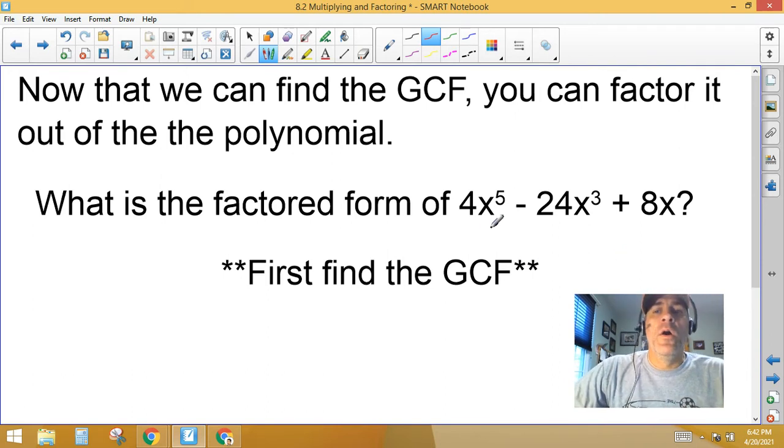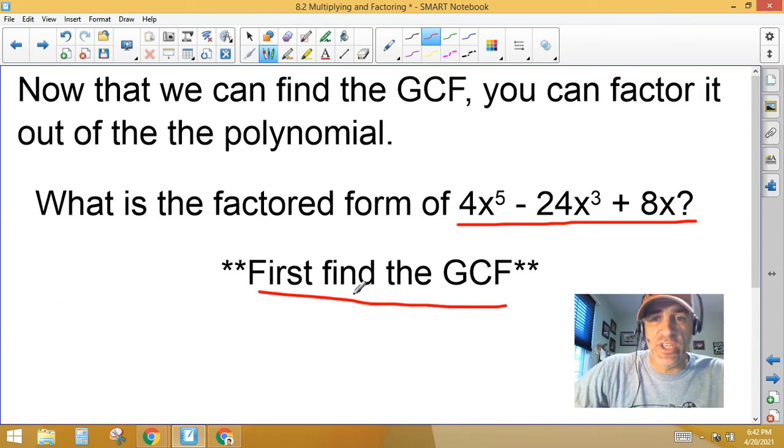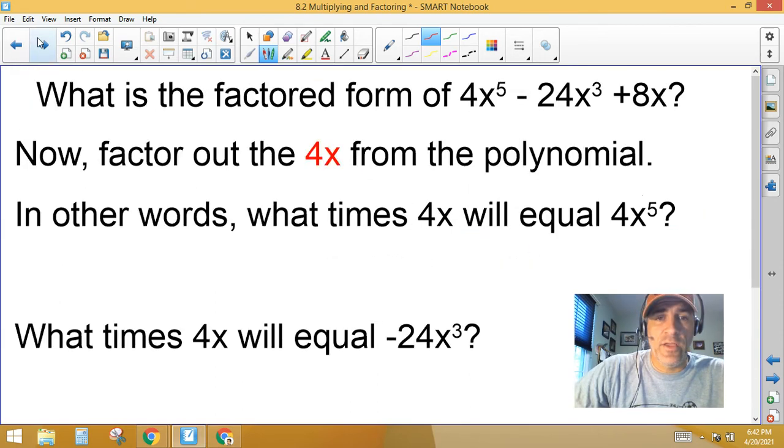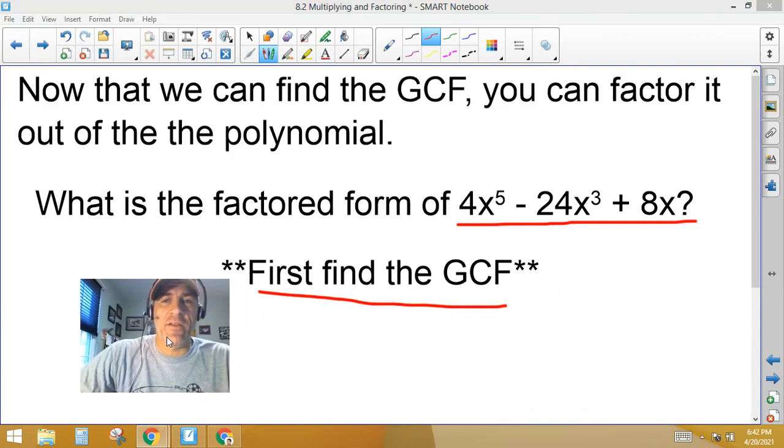So, what is the factored form of this? And that means factor something out. And we might not even know what that means yet. But the first thing we want to do is find the GCF. Okay, so, I didn't do that yet. What is the GCF here?